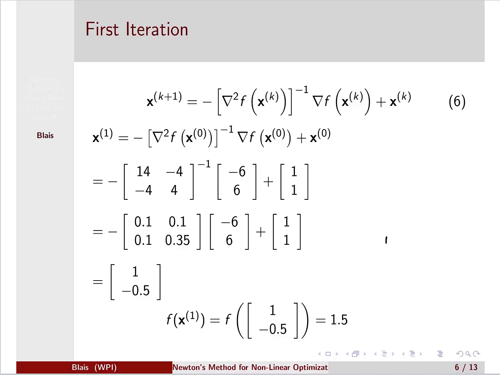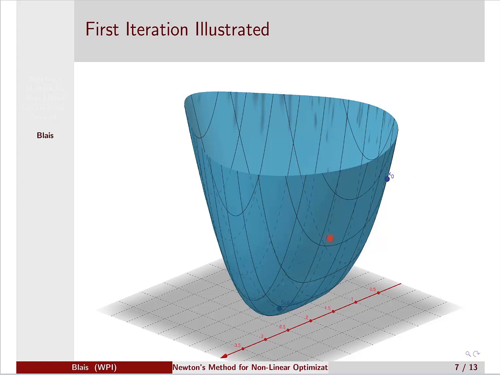So we've reduced the value of the objective from 6 down to 1.5 in that first step. We can see that illustrated by looking at the graph. So here's the graph of our objective. We see the global solution down here in the x1, x2 plane. And here is our initial guess, x naught. This is our x1. So we can see we have moved down on the surface substantially through that first iteration.